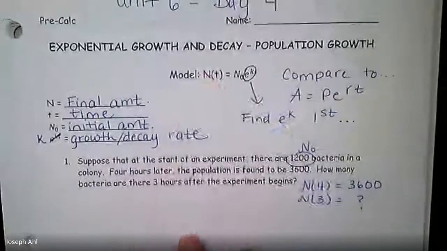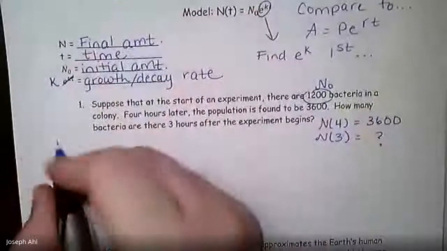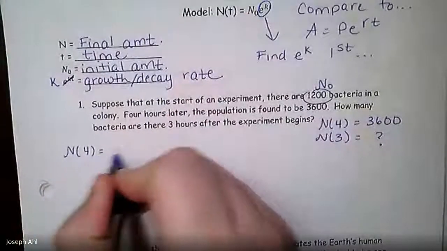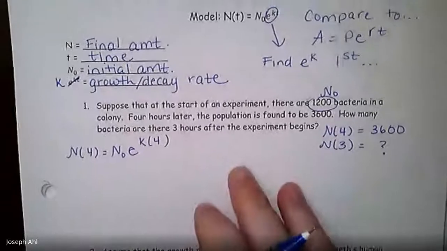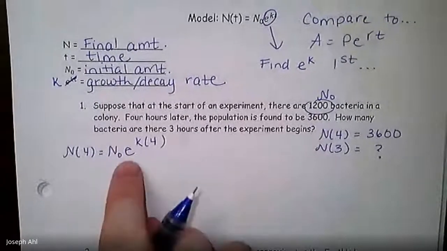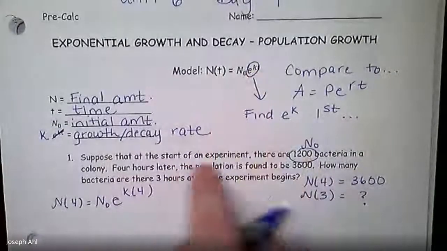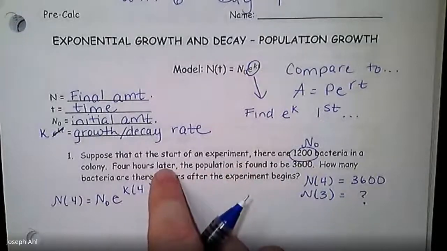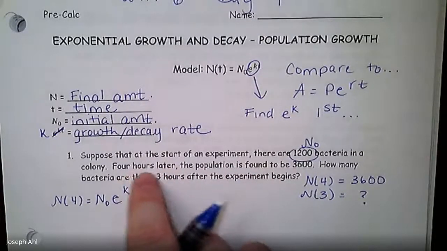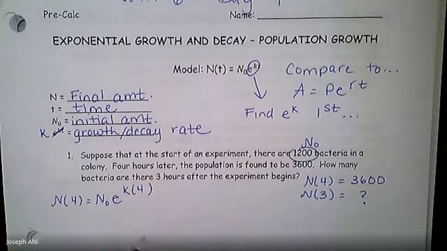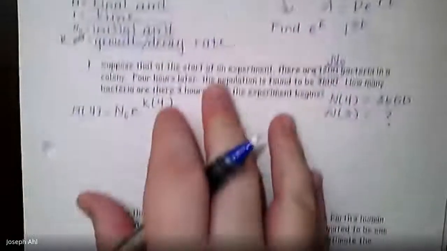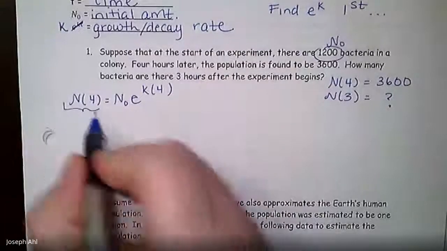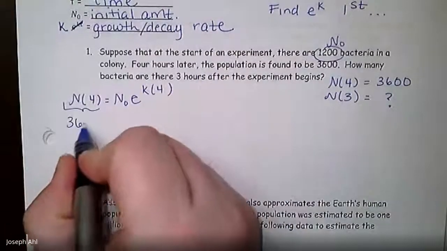So if I come to this formula, what would N of 4 look like? N of 4 would equal the initial amount, N sub 0, times e to the k times 4. So I'm specifically using data about 4. And by the way, notice that time was in hours, because if we're looking at bacteria, we're not looking at years. They grow very quickly, so hours later. All right, so I'm plugging in 4 for the value of t, and what I know is that N of 4 is 3,600.